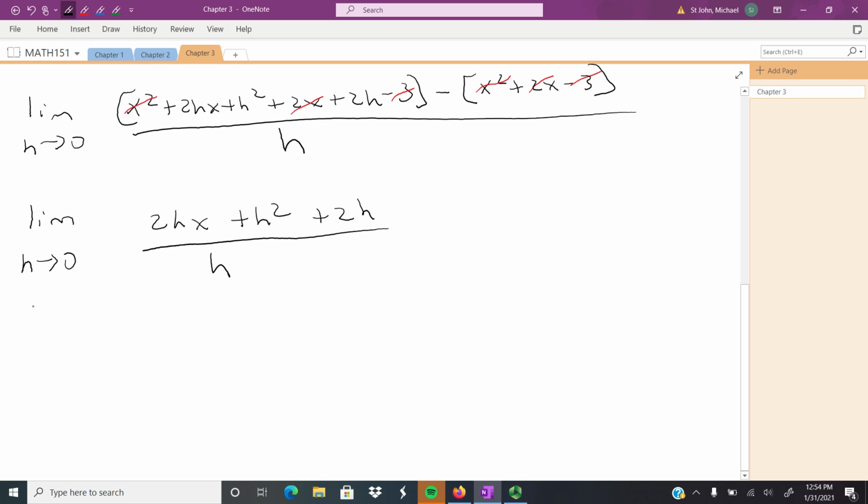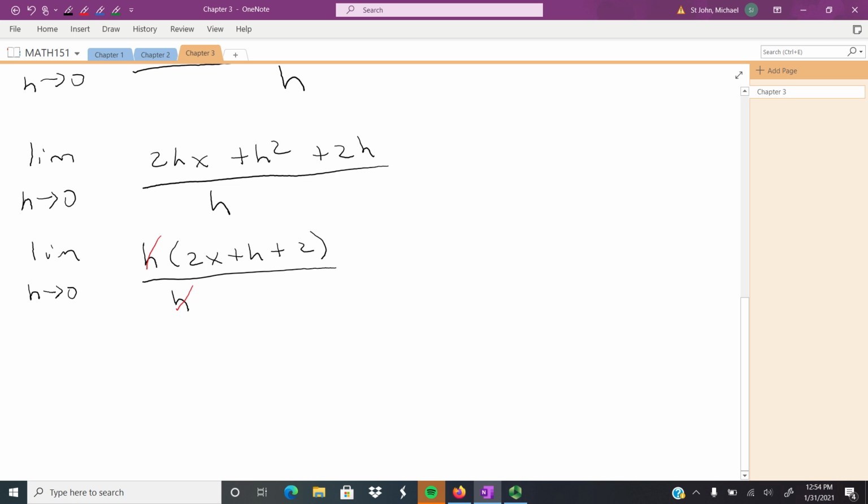And now, of course, we can factor an h out of the top. So this is going to give me 2x plus h plus 2. And now the h's go away. And so we now have the limit as h goes to 0 of 2x plus h plus 2. And this will just give me 2x plus 2. And we found our derivative. Right?